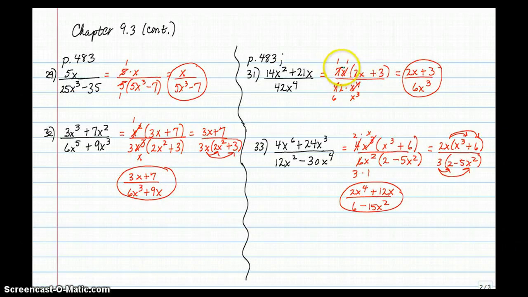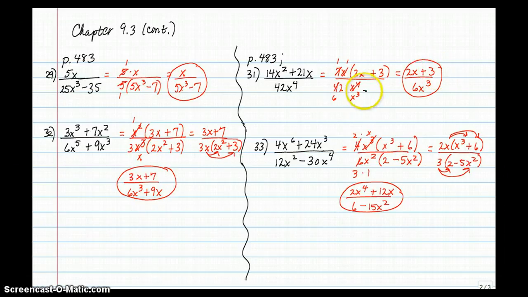Well, 7 and 42 have a common factor of 7. 7 divided by 7 is 1. 42 divided by 7 is 6. We have an x in the numerator and an x to the fourth in the denominator. We're left with x cubed in the denominator and 1 in the numerator. 1 times 2x plus 3 is just 2x plus 3. We can take it out of the parentheses for the numerator.